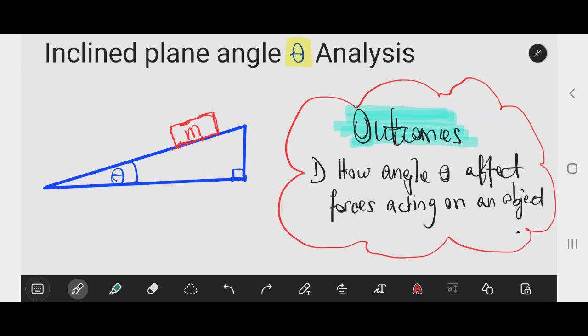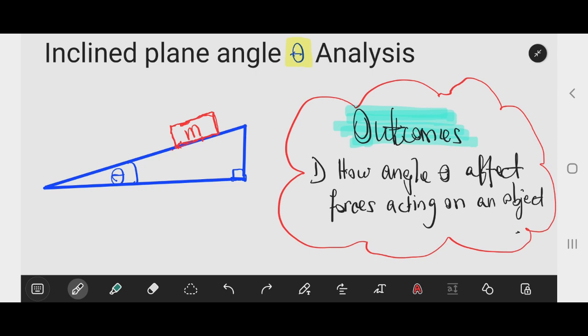Welcome to MS 100 lessons, and in this lesson I will be focusing on an inclined plane angle theta analysis. Looking at the outcomes for this lesson, I will be talking about how the angle theta of inclination of a surface affects the forces that are acting on an object.